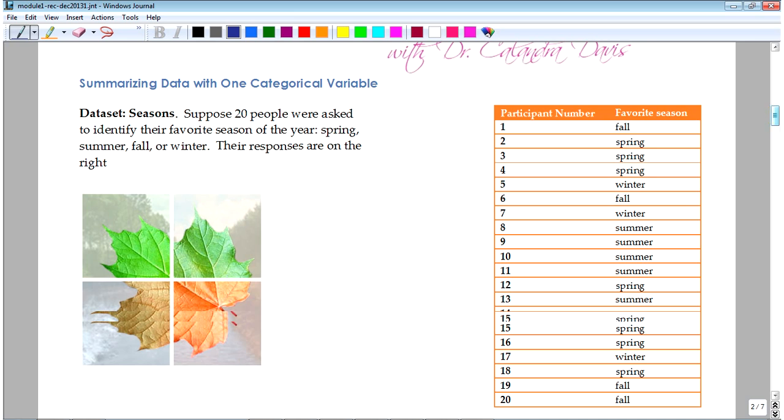So in that table, we see all of the participants listed as well as their responses. So nothing has been done to this data. This would be considered raw data. We haven't summarized it. It's just the data as it came in.